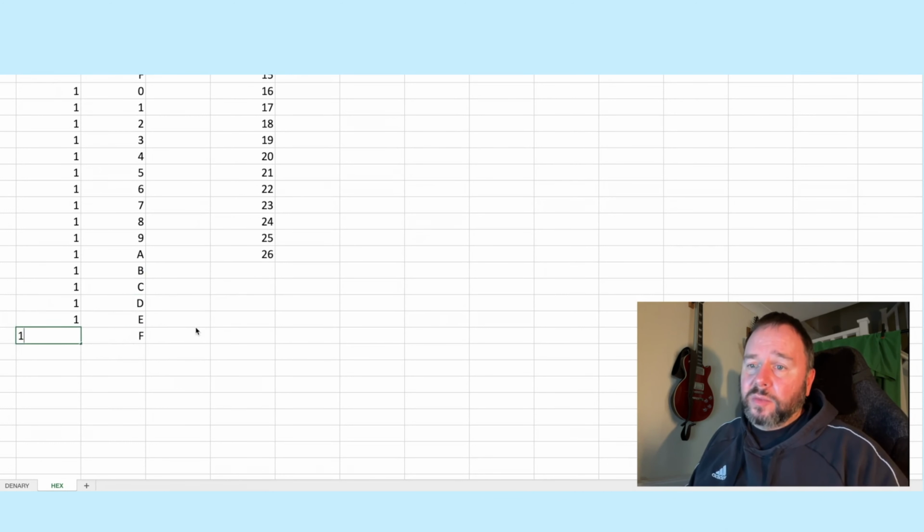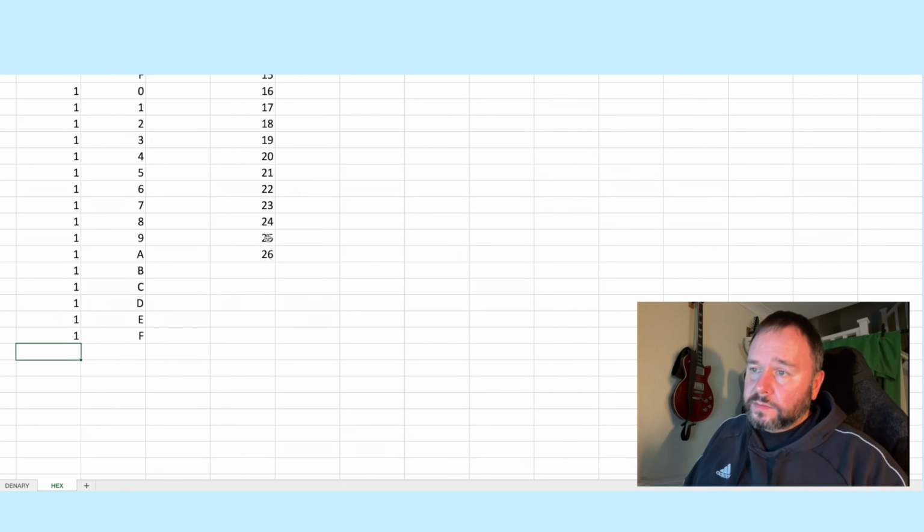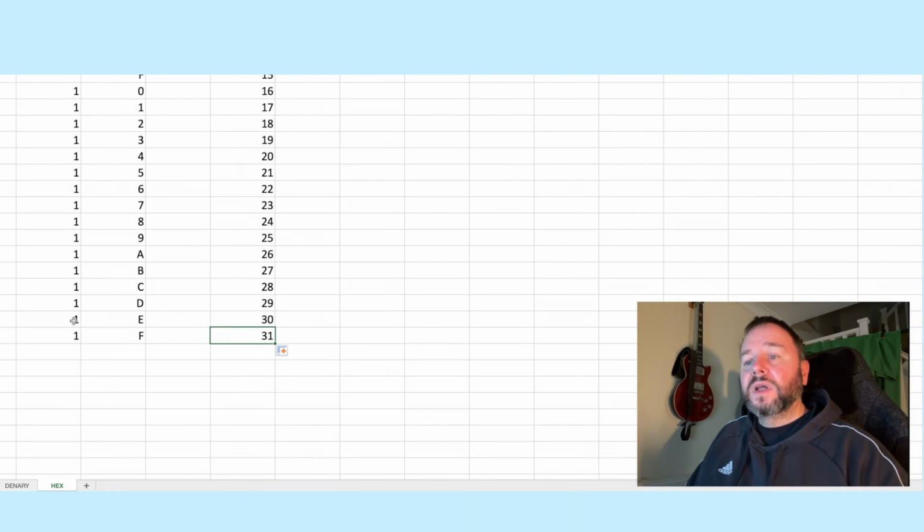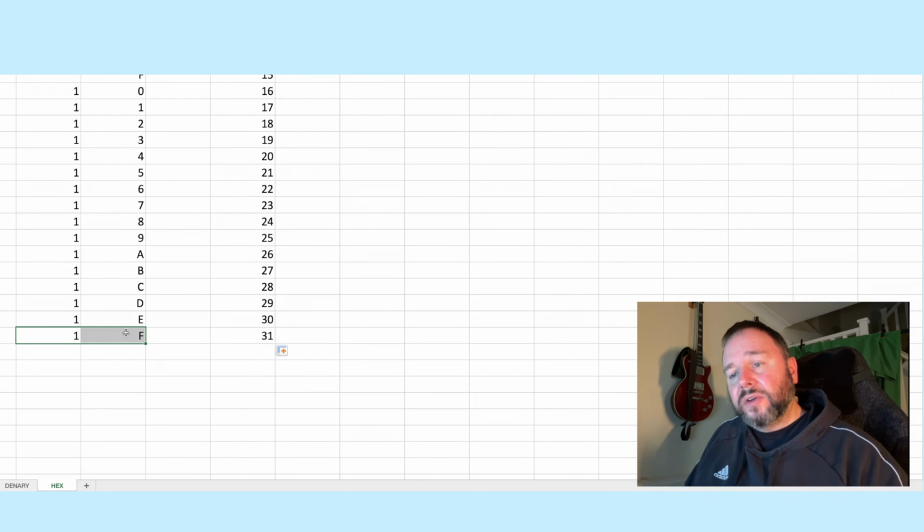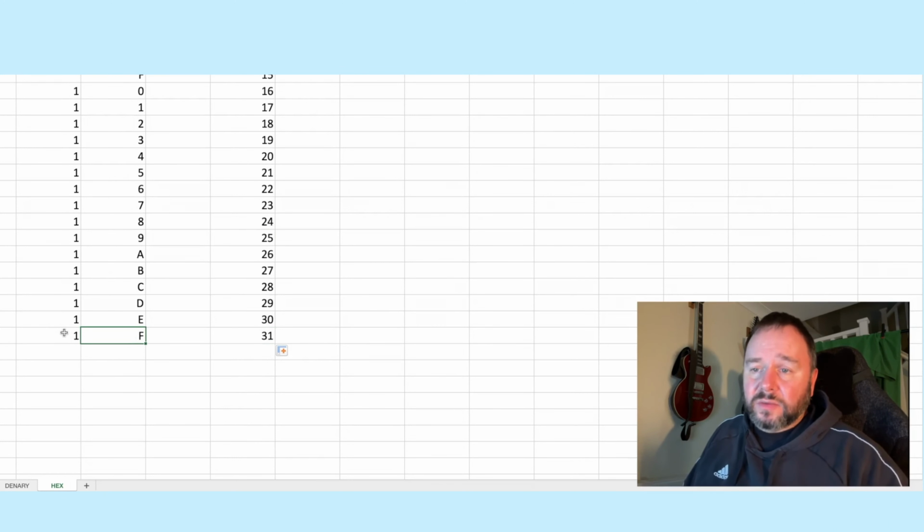All right, now we've got a problem though. 31. What do we do here? How do we represent 32? We've run out of units, so we need to go into the next column. There's a 1 there, so we just increment it to 2.